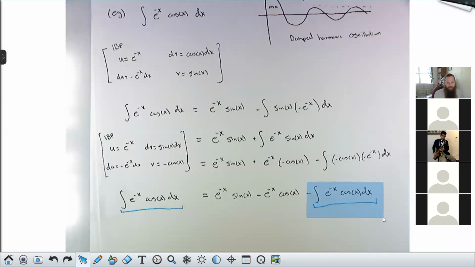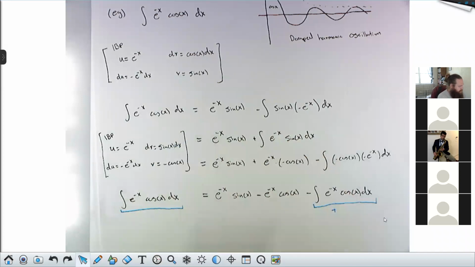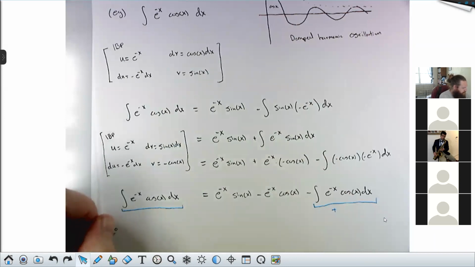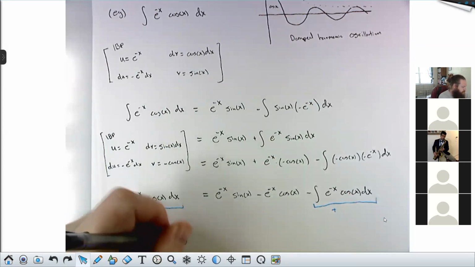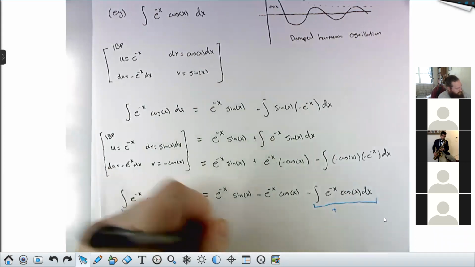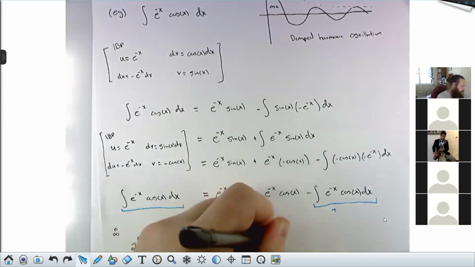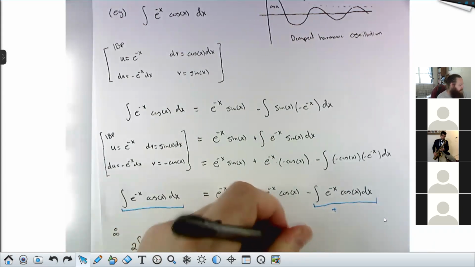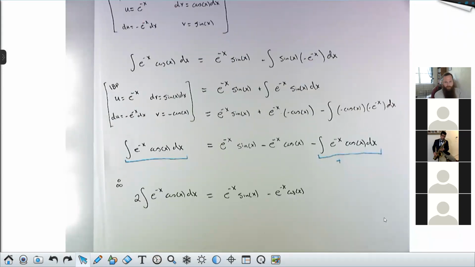If you add this integral to both sides, then you have this integral plus itself, which is 2 times that integral. And that's equal to e to the negative x sine x minus e to the negative x cos x. At this stage, we'd normally write the plus C, but I'll omit it for now just to help you see the algebra.